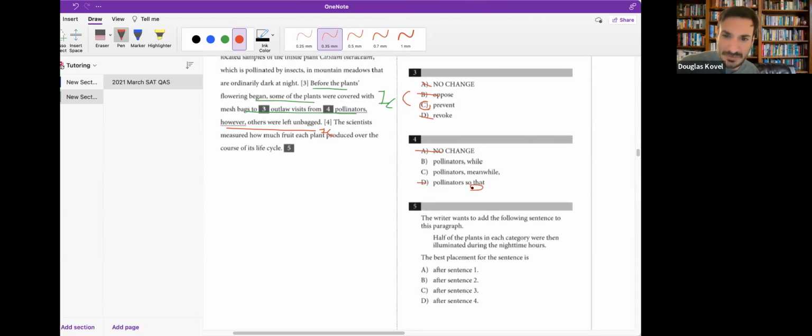So that shows cause and effect, so it just doesn't make any sense logically. "While" does show a contrast, so that could work. And "meanwhile" also shows a contrast, so that might work. So A, B, and C all are logical, but only one of them is grammatically correct in terms of punctuation.